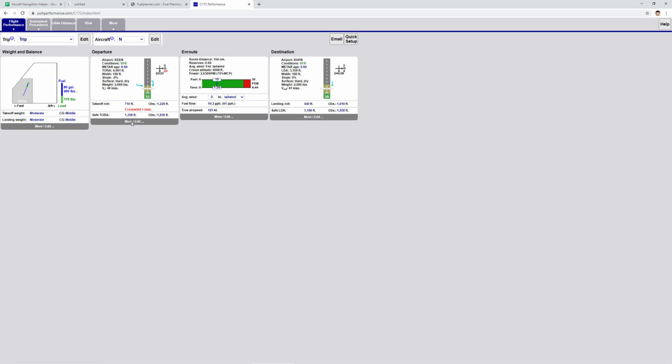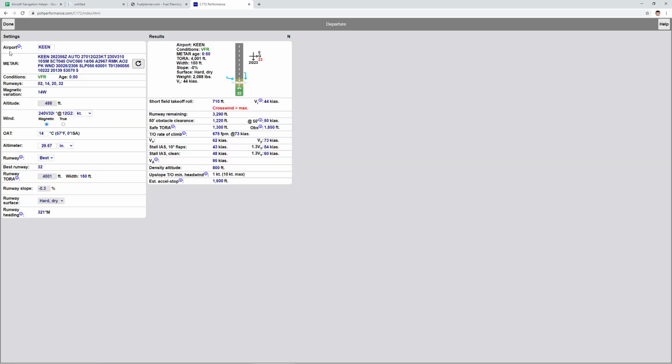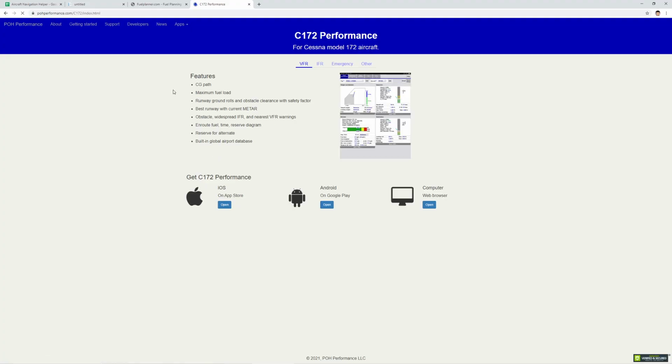What this is now going to do is give you all the information you need about departure. It's going to tell you what runway to use, how high you need to go, and what your rotation speed is going to be. It's even going to tell you what you're going to be using as far as takeoff rate of climb, what your VX is, what your VY is.